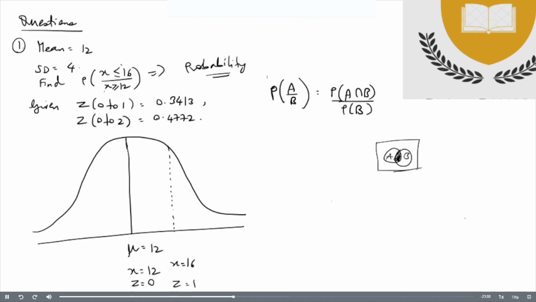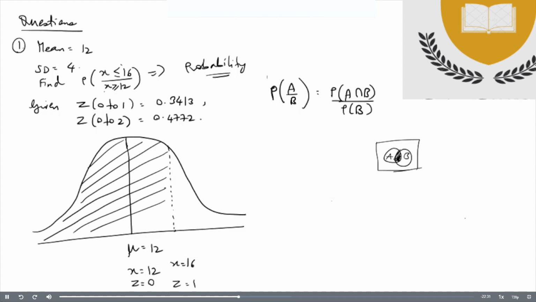Let me first see what is A intersection B. So what is the intersection of these two? First of all, what is P of x less than or equal to 16? The 16 value falls on the right side here. So if P of x is going to be less than or equal to 16, that area will be nothing but this area to the left of 16. The whole thing is the first part, that is the P of A value. That is the area which we need for the x less than or equal to 16 parameter.